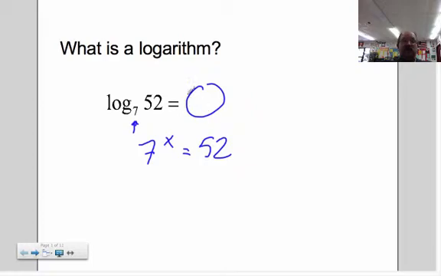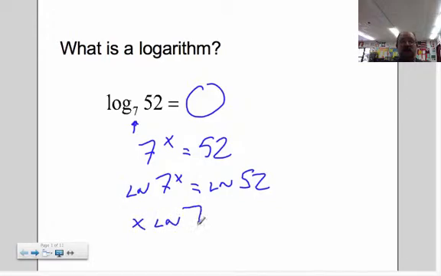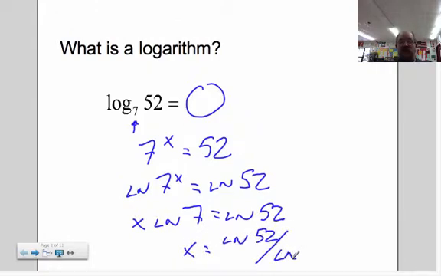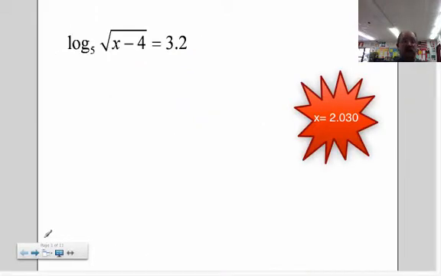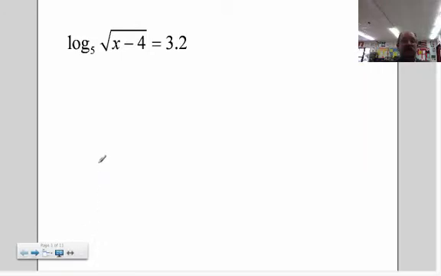And again, if we want to solve an equation like that, we can use natural logs, natural log of both sides. So I'd get the natural log of 7 to the x equals the natural log of 52. Bring the x out in front. x natural log 7 equals natural log 52. And so x is the natural log of 52 divided by the natural log of 7. Great, doing well now.